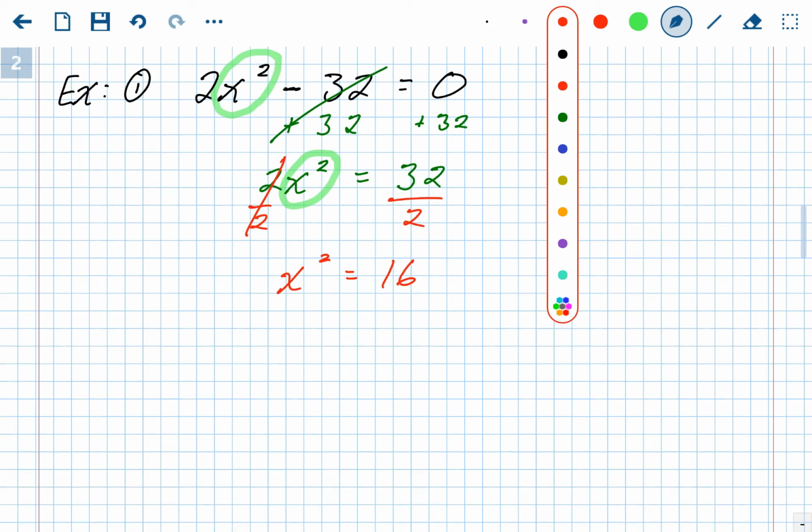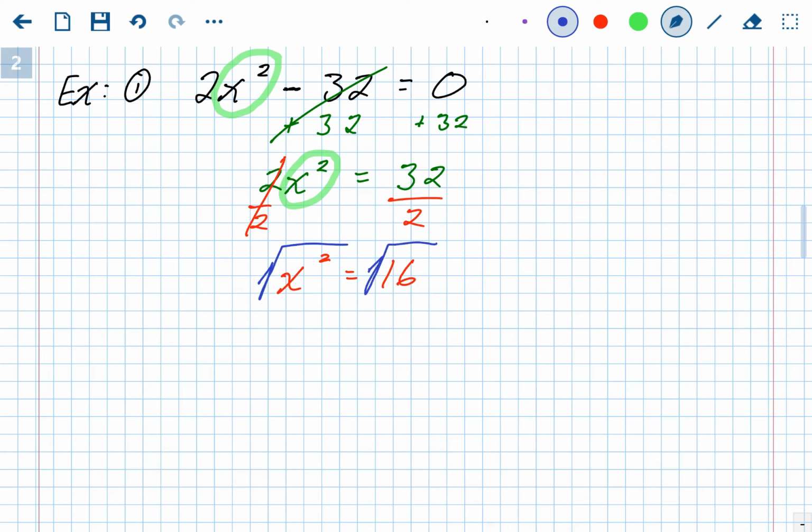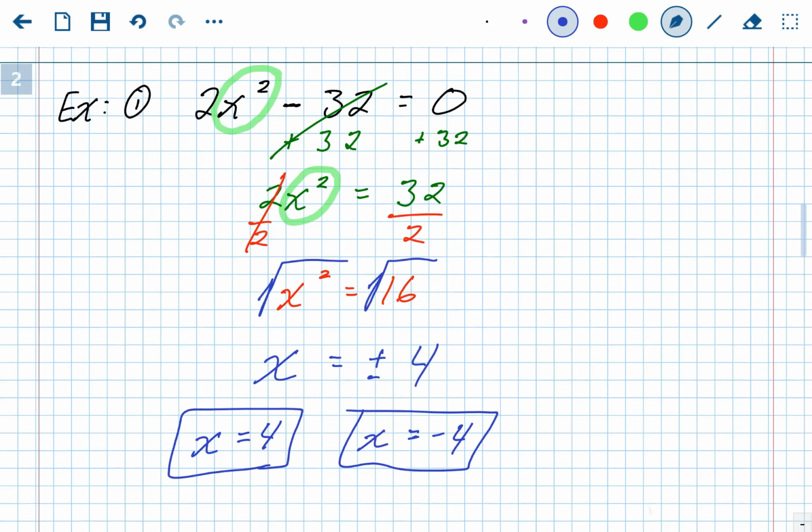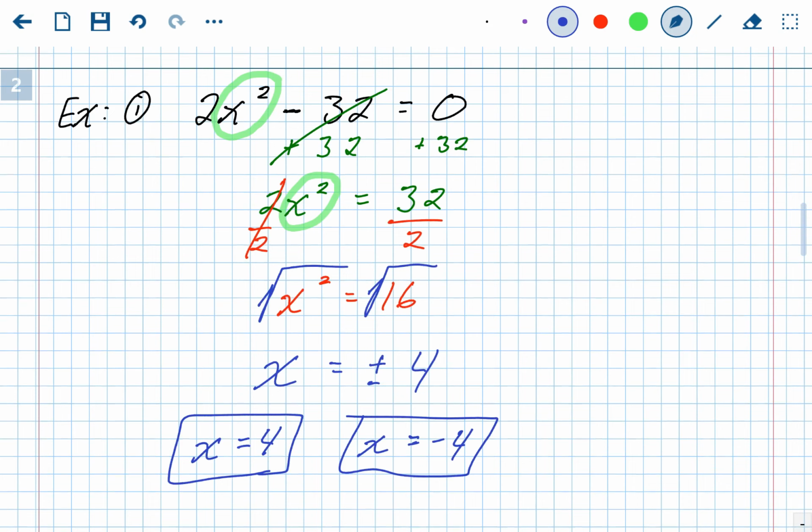Step 2, square root both sides. Okay, we have x squared equals 16. We need it to be x equals something. So to get rid of the square part, we take the square root. The square root of x squared is just x. Remember, the square root and the square kind of cancel out. The square root of 16 is 4. Okay, but it's not just 4, it's positive or negative, plus or minus 4. All right, so we get 2 answers for this. We get the answer x equals 4. And we get the answer x equals negative 4. Okay. So 2 answers, which is typical of a quadratic.